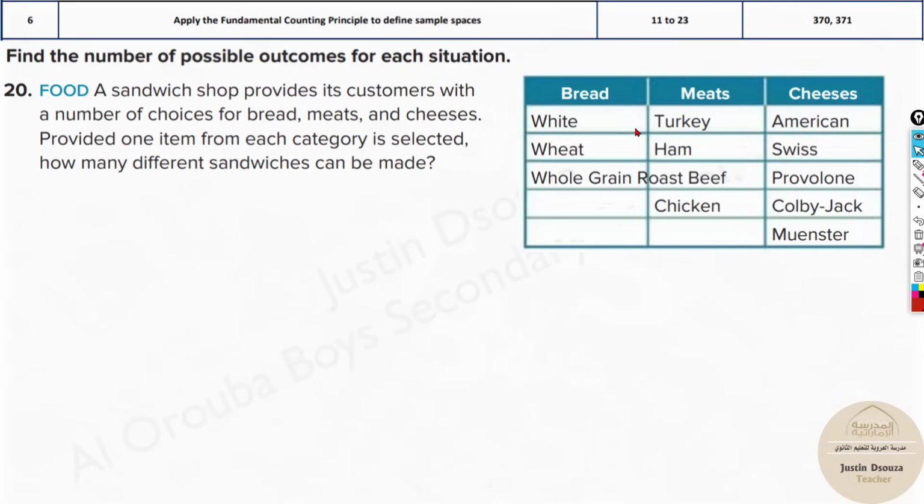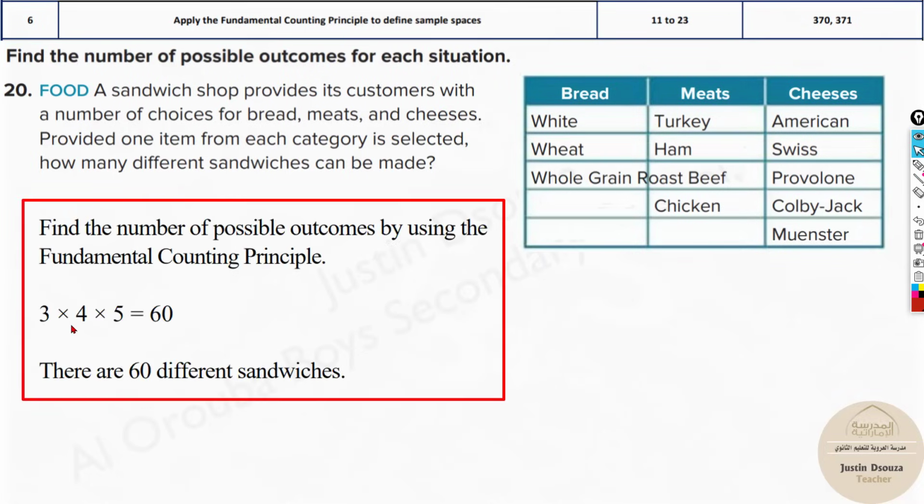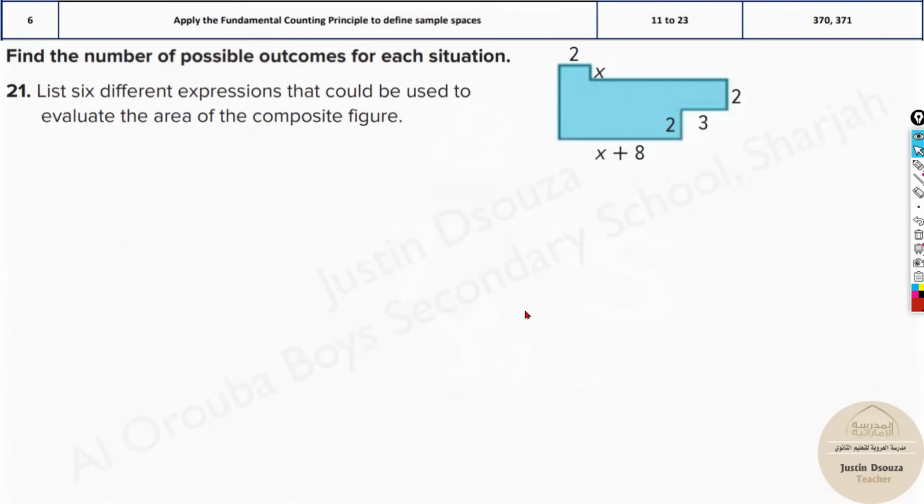Here it's the same thing. They have given the details about a sandwich shop, and what you need to do is find all the total possibilities, choices they can have from bread, meat, and cheeses. It'll be 3, 4, and 5 over here. So that would be the answer, 3 times 4 times 5.